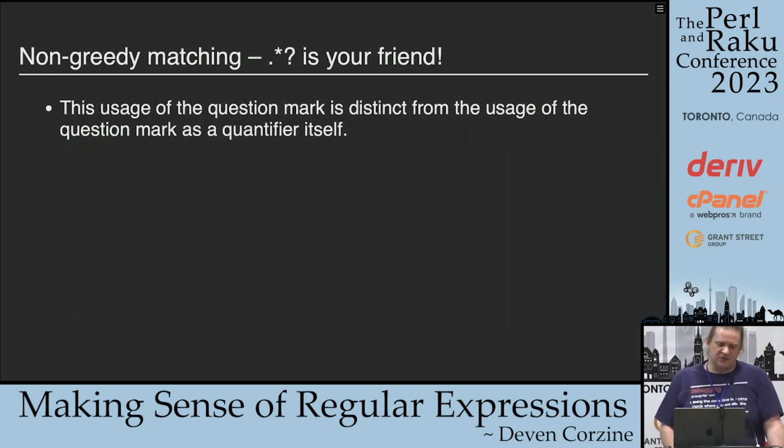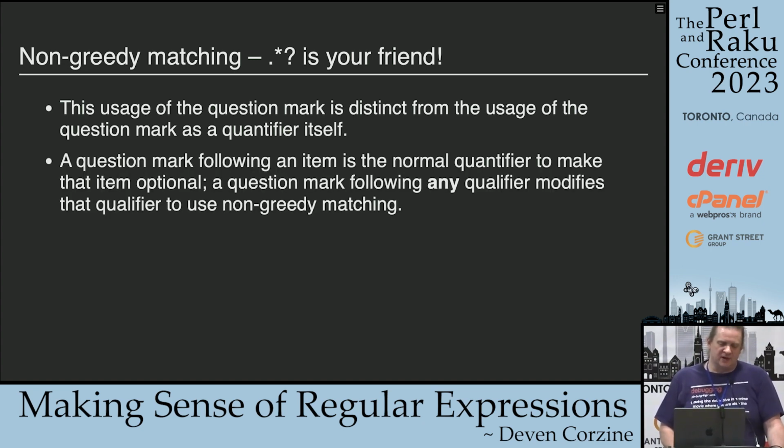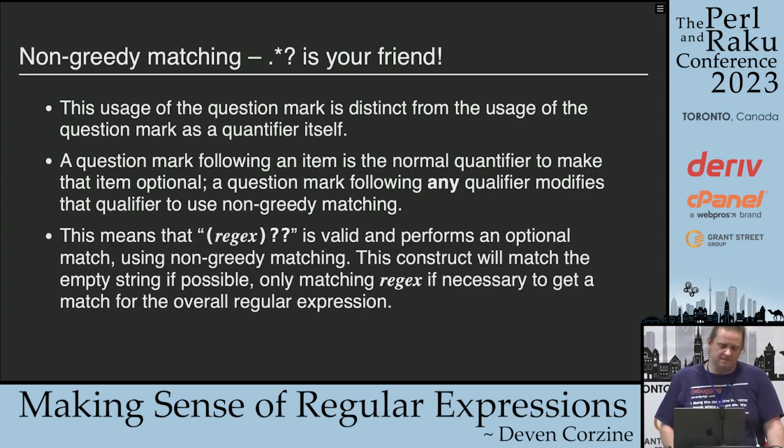And then this usage of the question mark is distinct from the usage of the question mark as a quantifier itself. A question mark following an item is the normal quantifier to make that item optional. A question mark following any other quantifier modifies that quantifier to use non-greedy matching.